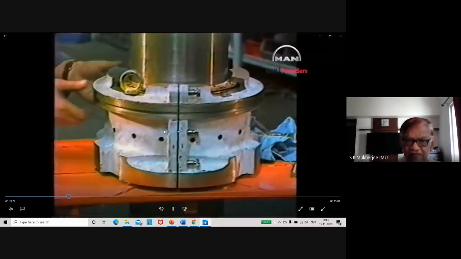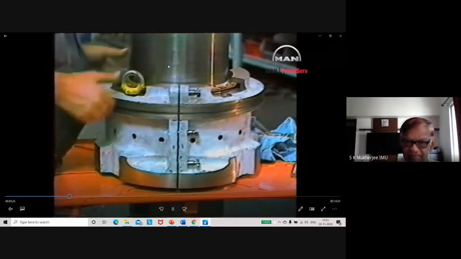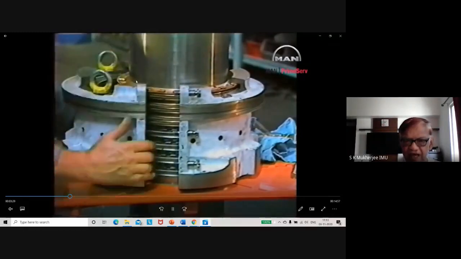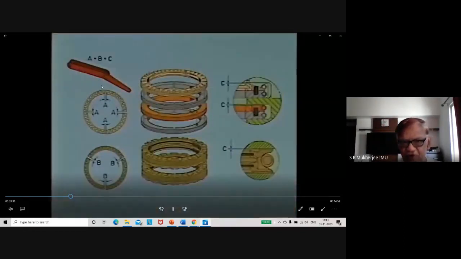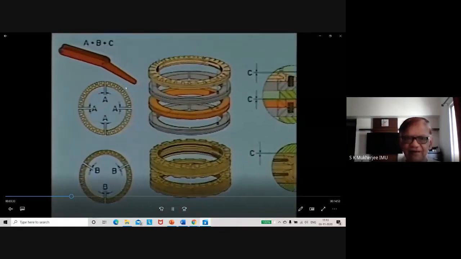Now he has shown you only one side. The other side is also the same. He has to push it out. And the other side bolt he has already removed before. He didn't show you. Now he's using a feeler gauge.